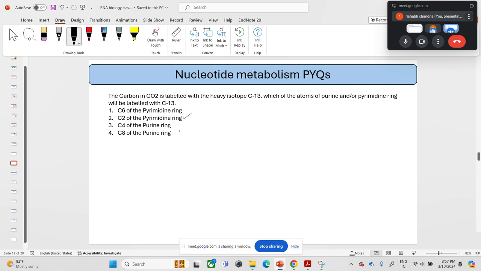Okay. And in the purine ring, carbon number 6 will be C13. So yes, the correct answer is option B. And in the purine ring, we have discussed just now that the carbon dioxide, or the bicarbonate ions, basically provide one carbon in the pyrimidine ring, that is the C2, this one.